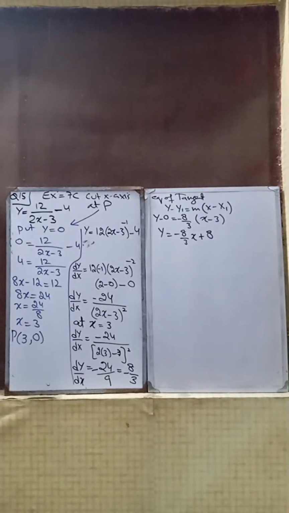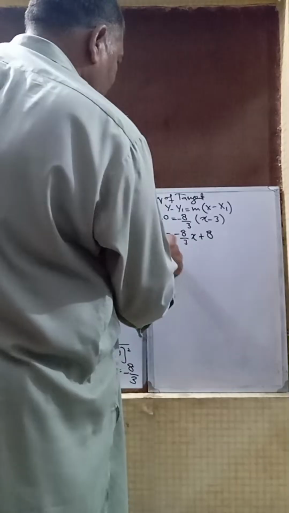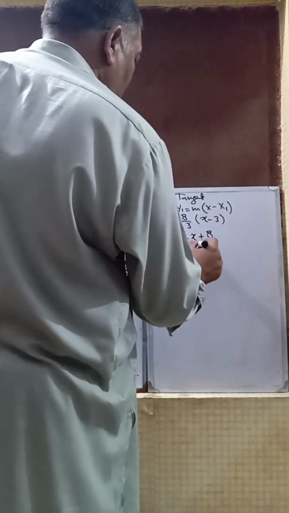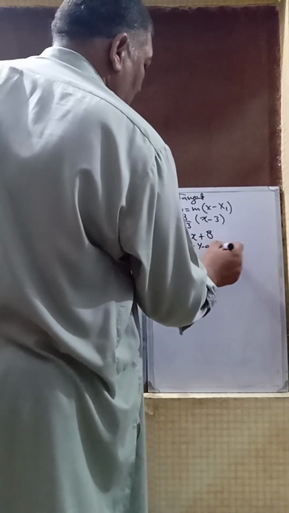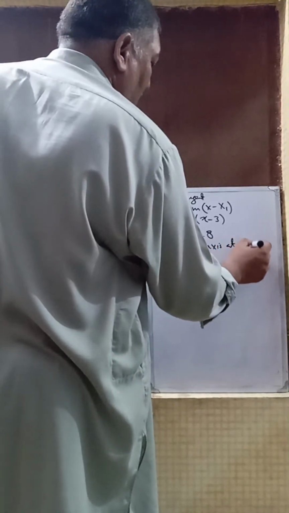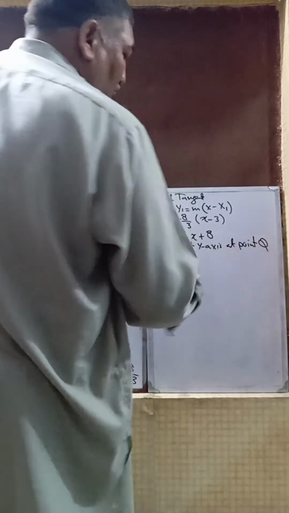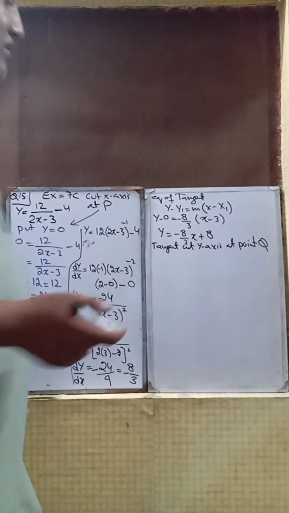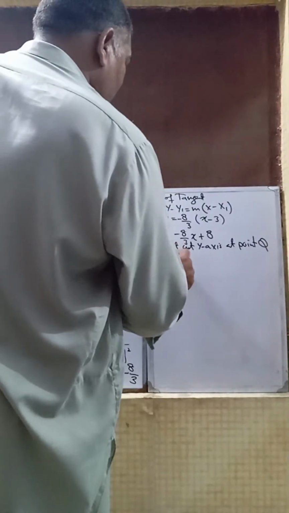Their question was, the tangent to the curve at the point P intersects the y-axis at Q. Find the distance PQ. Okay, so this tangent cuts the y-axis at the point Q. When some line cuts the y-axis, the x will be 0. So here the x will be 0.